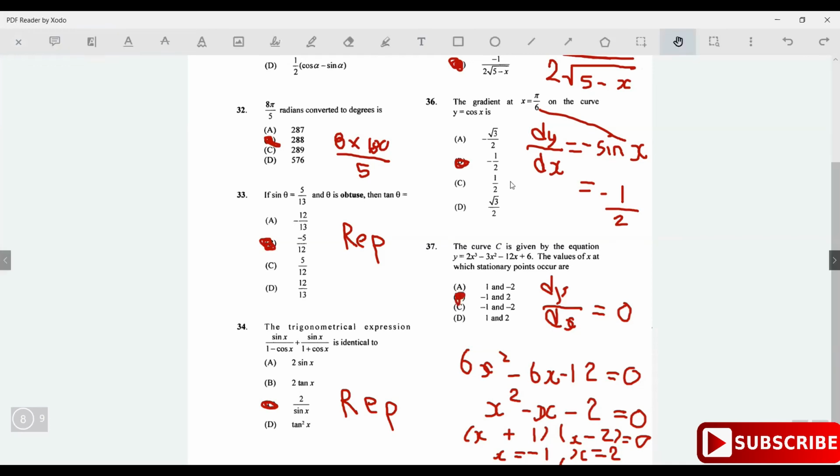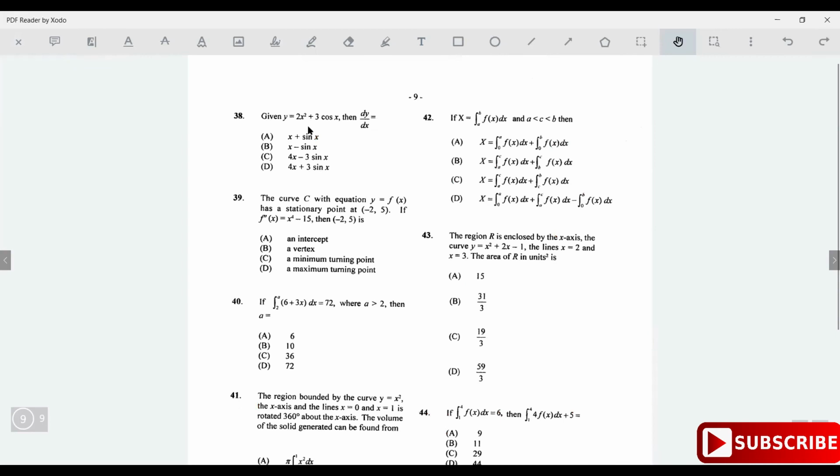Nice. Now right here, we have y is 2x squared plus 3 cos x. What's dy by dx? You just differentiate 2x squared to get 4x. And when you differentiate cos, you get minus sine, so you're going to get minus 3 sine x. And that's it, 4x minus 3 sine x.